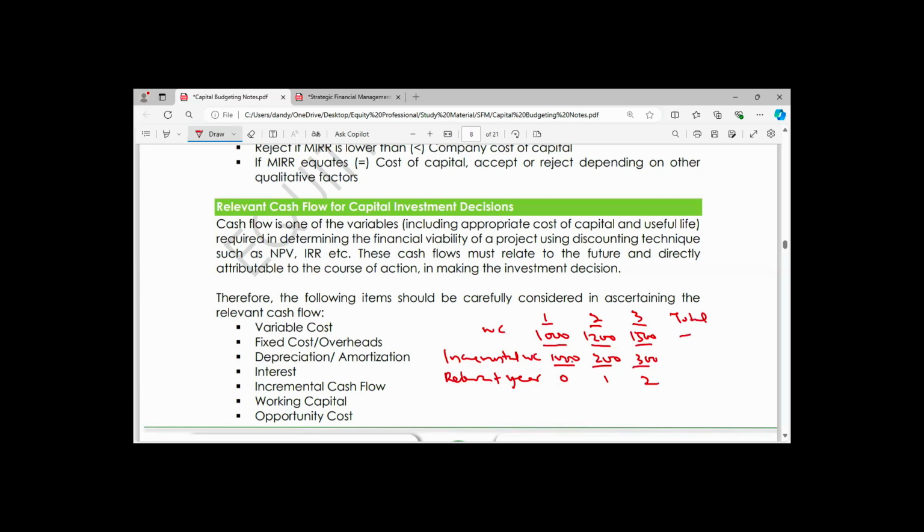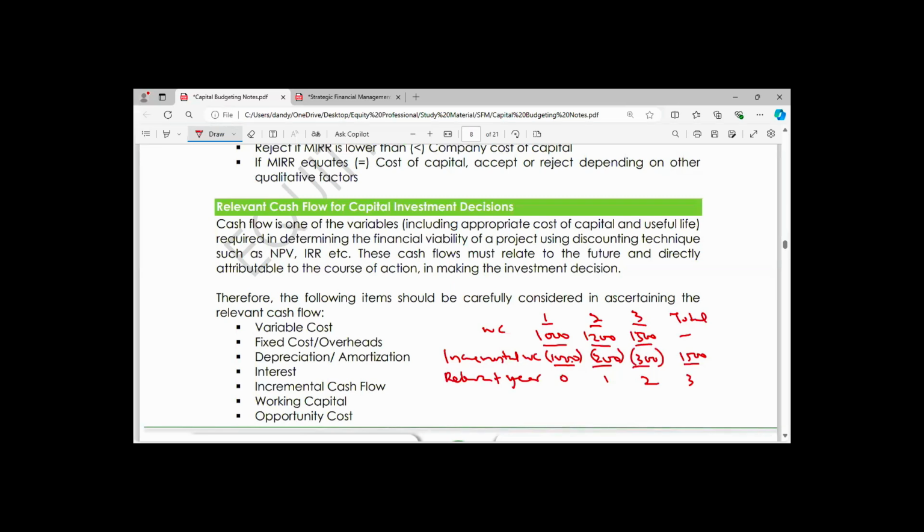When you add up 1,000 plus 200 plus 300, it gives us 1,500, which is the working capital you have in year 3. Therefore, at the end of the useful life, which is year 3, you recover the entire working capital. This is a cash outflow, cash outflow, cash outflow. Then you recover it at the end of the useful life. So this is how to treat incremental working capital.